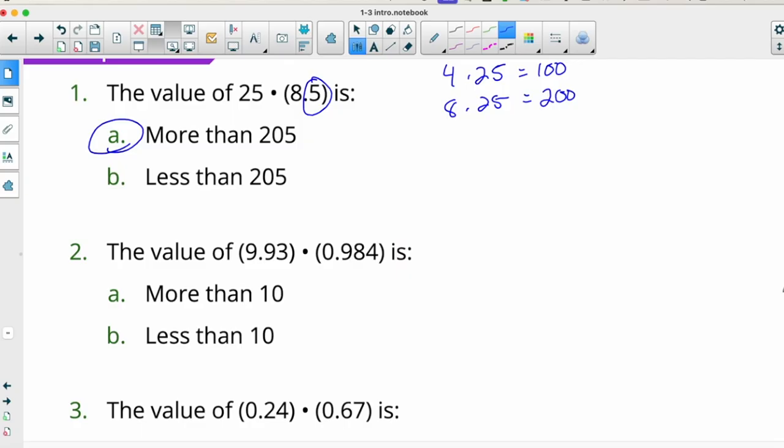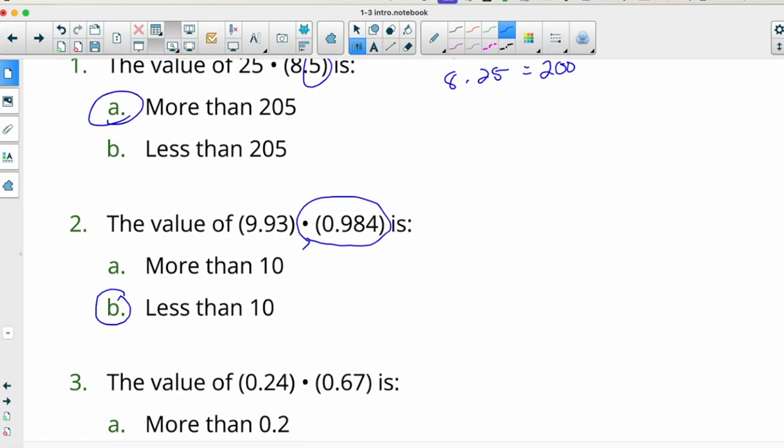Is the value of 9 and 93 hundredths times 984 thousandths more than 10 or less than 10? Well, when I multiply a number by another number smaller than 1, my answer is smaller than what I started with. So this has to be less than 10.